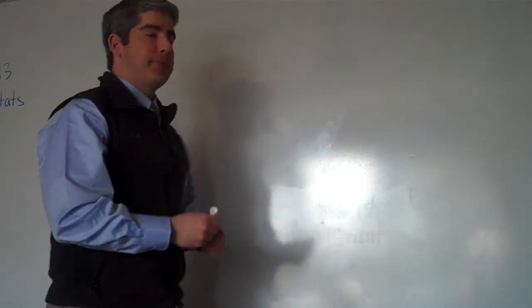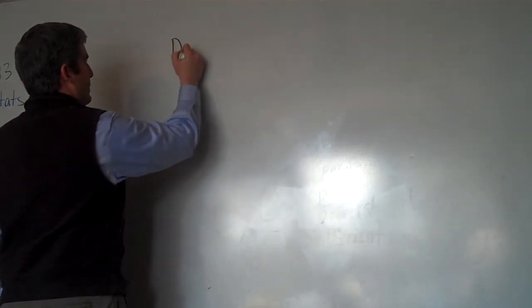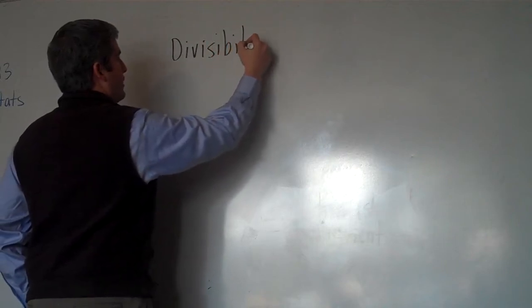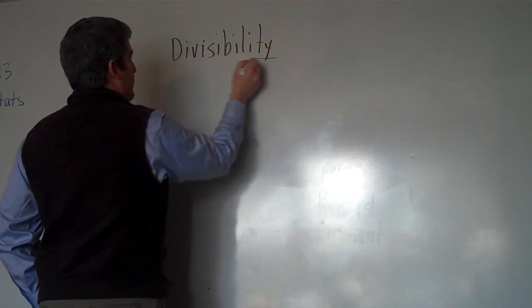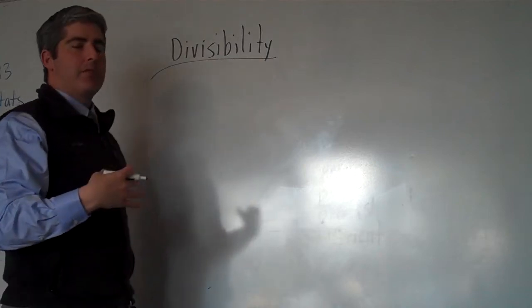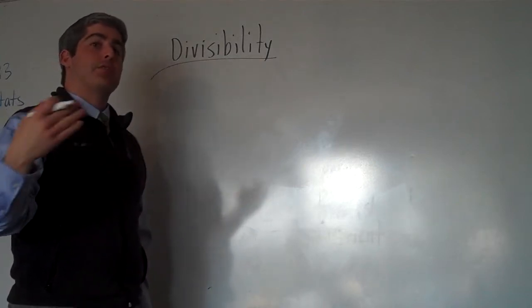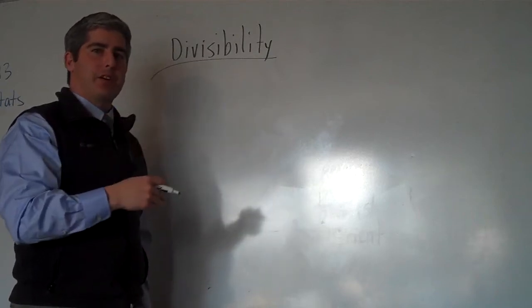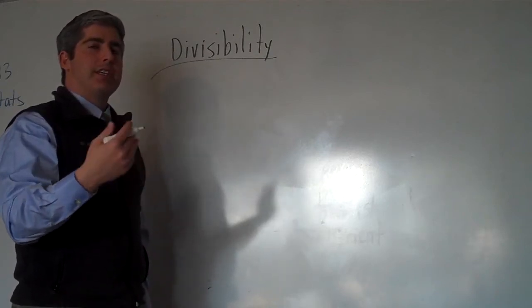To talk about divisibility rules. Divisibility is what we spoke about in class today. Divisibility discusses how a number can go into another number through division. If a number is divisible by another number, that means that it goes in evenly.